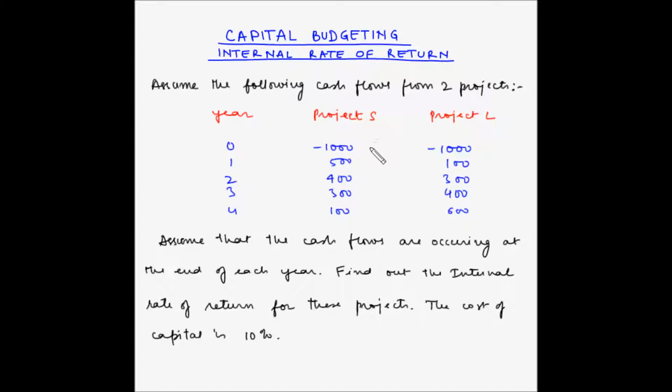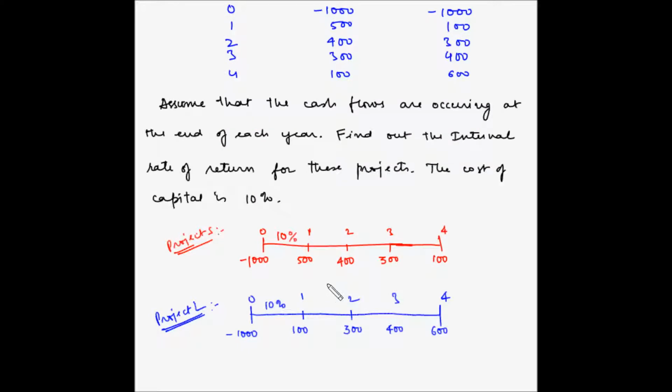So project S is a short-term project which generates the cash inflows during the early stages of the project, whereas project L is a long-term project and it generates cash flows in the long term. Now let us first represent these two projects on a time scale. So these are the two time scale representations for project S and project L.